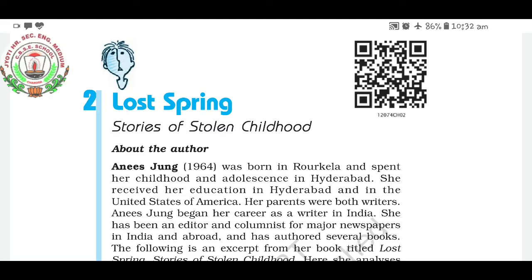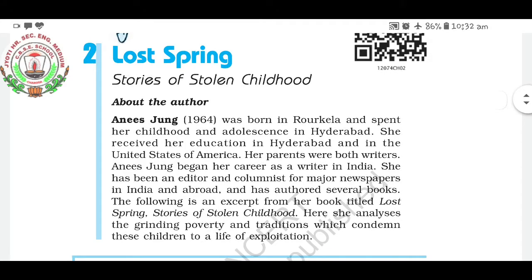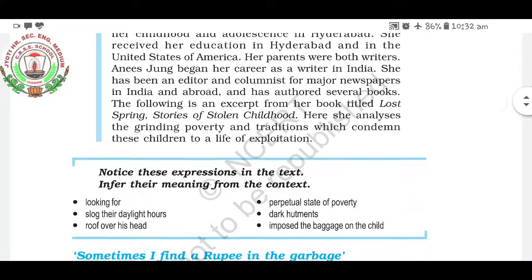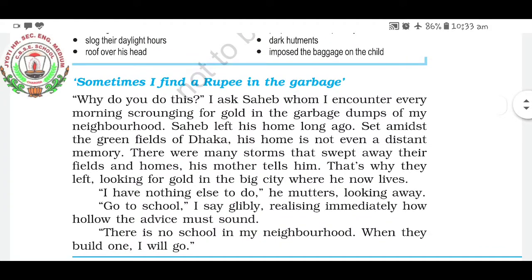In the previous videos, you might have seen that we spoke about the first part of the chapter Lost Spring, written by Anees Jung. Let's recall a little of what we have learned in the previous two videos. In the first video related to this chapter, I have taken the first part in which the protagonist of the story, around which the story rotates, is a boy named Saheb.